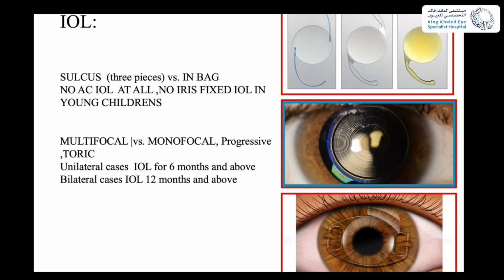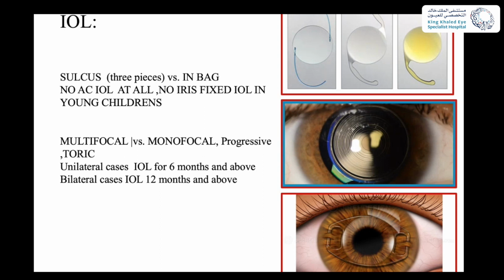For unilateral cases, if they are 6 months and above, you could put an IOL easily. Sometimes they put it even at 3 or 4 months, but they have to explain to the family and they have to obtain a good surgery. If the surgery is not good, don't put an IOL. If you are a skilled surgeon and did a good cataract removal, good vitrectomy, good capsule, and you find that everything is straightforward, you could put the IOL.